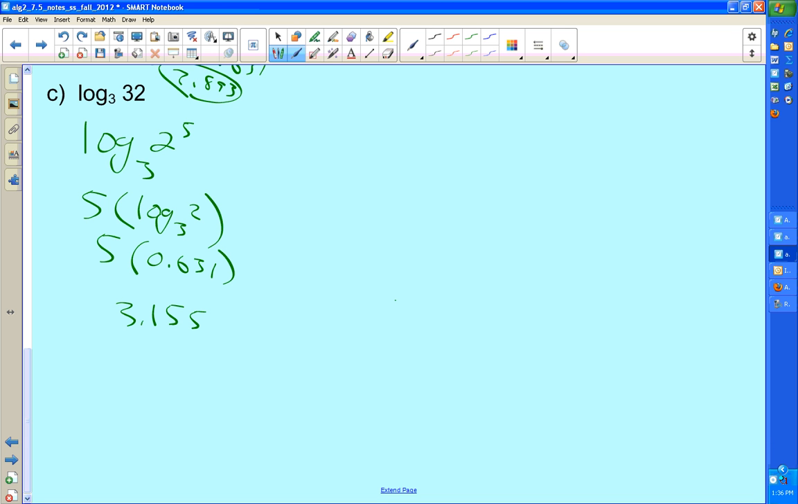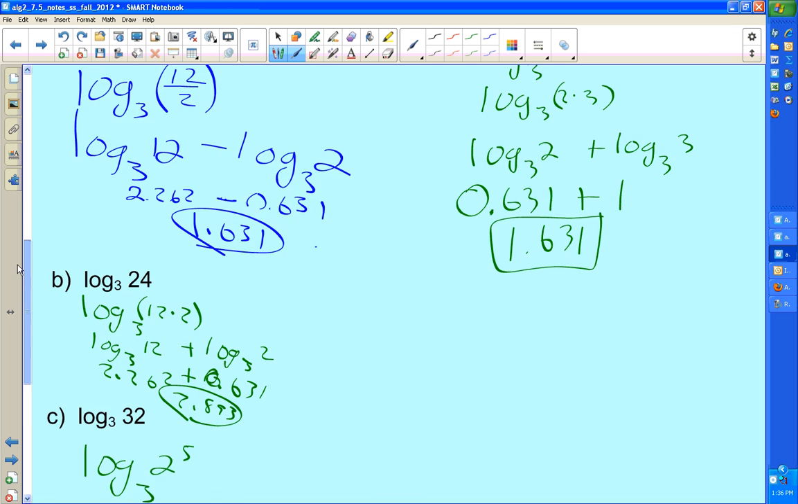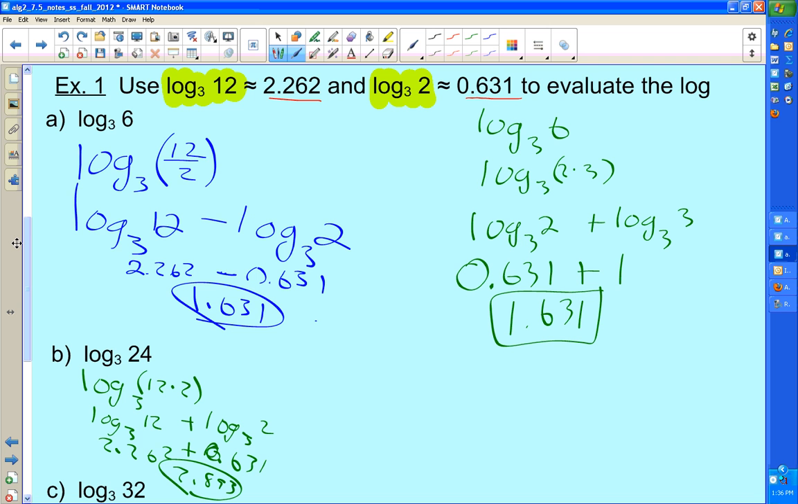I used only the 2. Didn't need the 12. Well, I didn't use the 12 here either. All I need you to be able to evaluate is this, knowing what you know. You're not going to have these problems on a test. You might have one. They're not what this stuff is about. It's about knowing the properties. This is just an application of it.